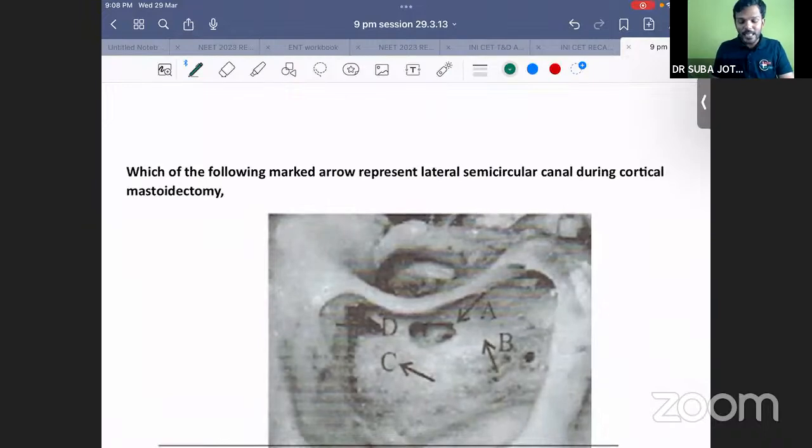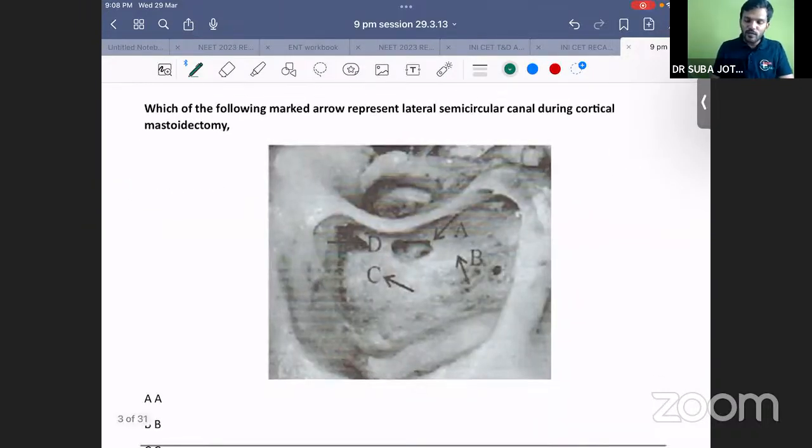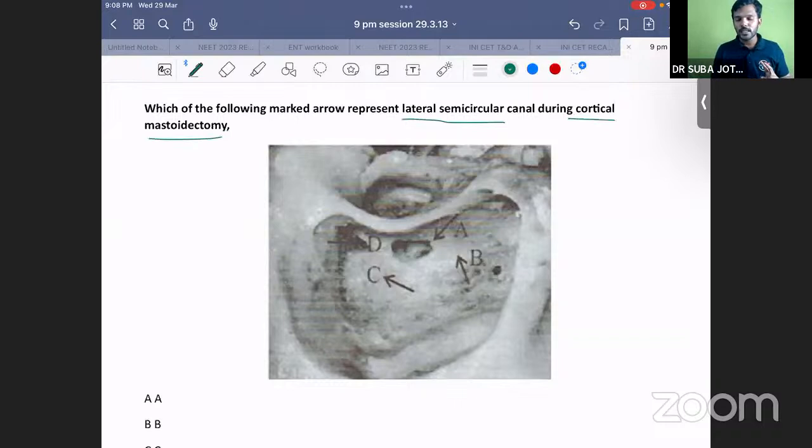Now we can get back to another question which was asked 4 years back, an AIIMS question. Which of the following marked arrows represents the lateral semicircular canal during cortical mastoidectomy? Here, two problems are there. First, are you aware of what cortical mastoidectomy is all about? Second, if you are aware of it, are you clearly aware of where the lateral semicircular canal is located? Those are the two important questions that come to your mind.